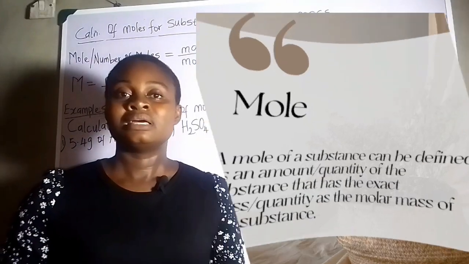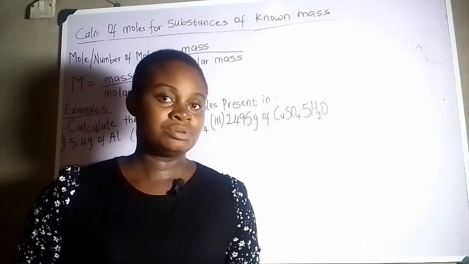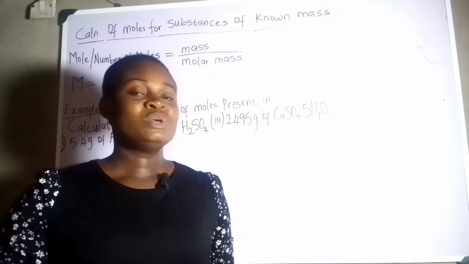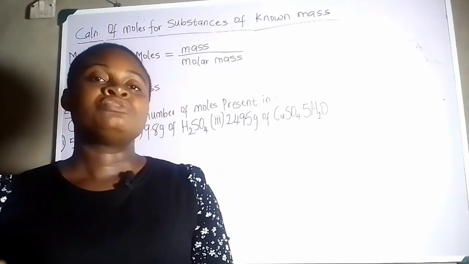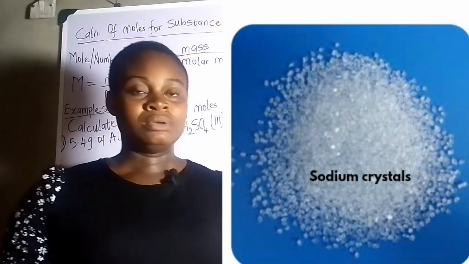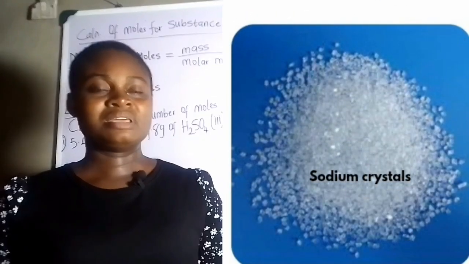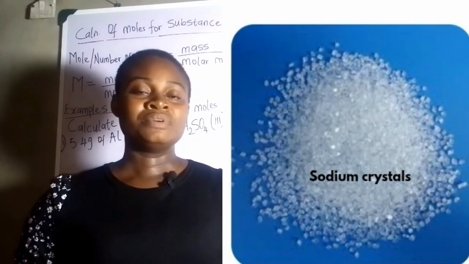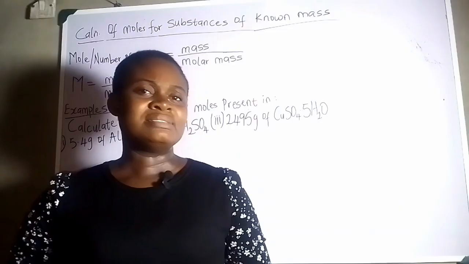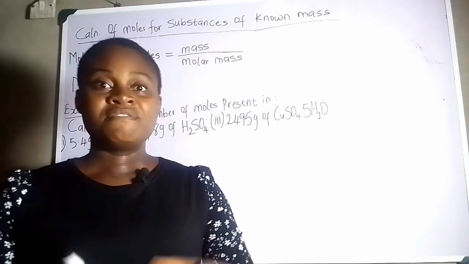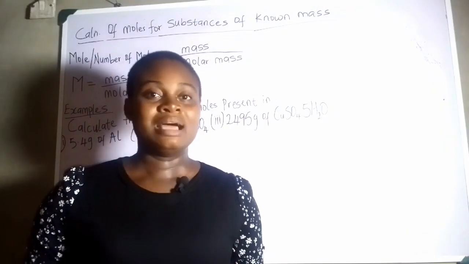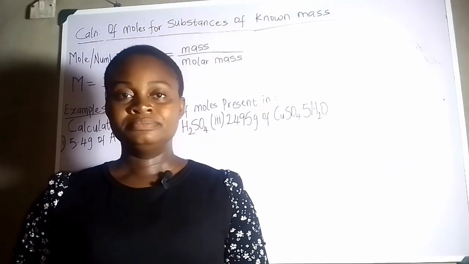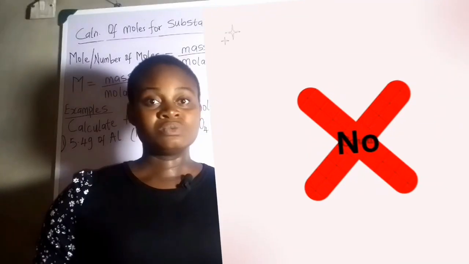Now, let's take for instance sodium, crystals of sodium. We know that the atomic mass of sodium is 23. Now, if I measure 23 gram of sodium crystals, we can say that 23 gram of sodium crystals is 1 mole of sodium. Does it mean that every 23 gram of any element or metal or crystal we weigh out is equal to 1 mole? No, it is not equal to 1 mole.